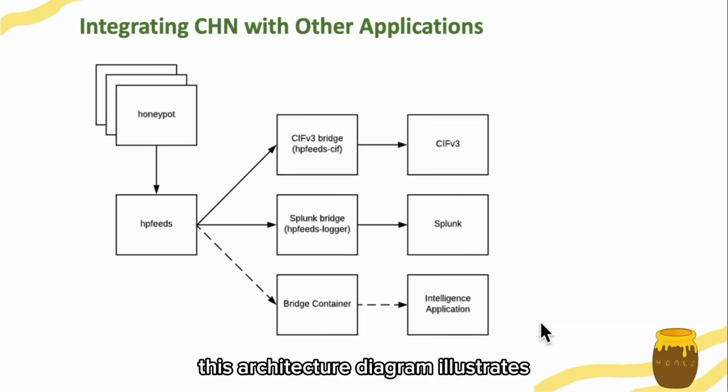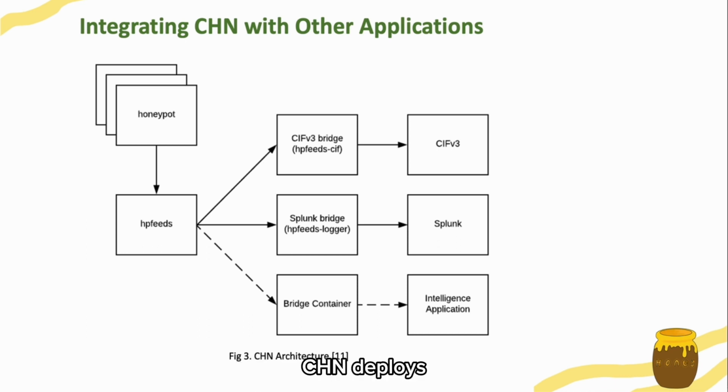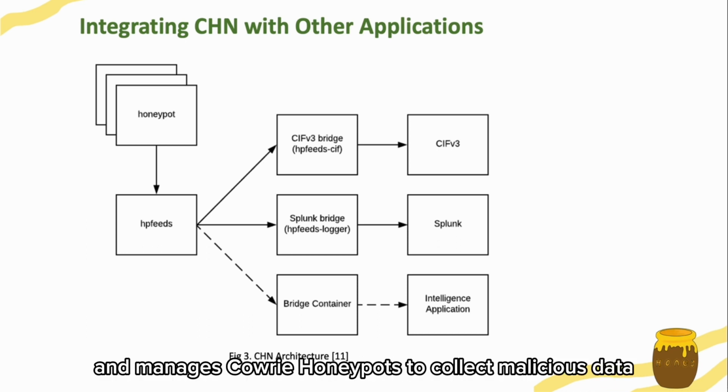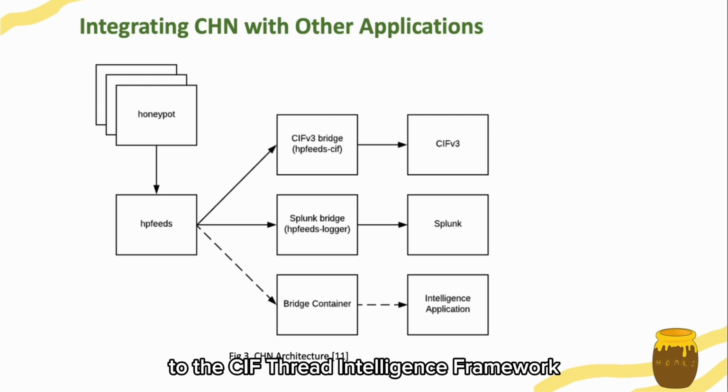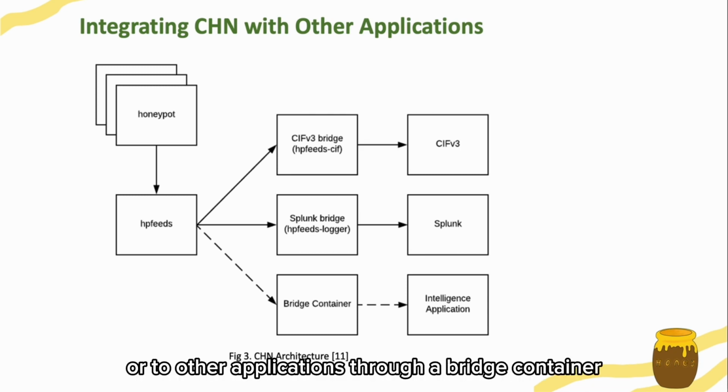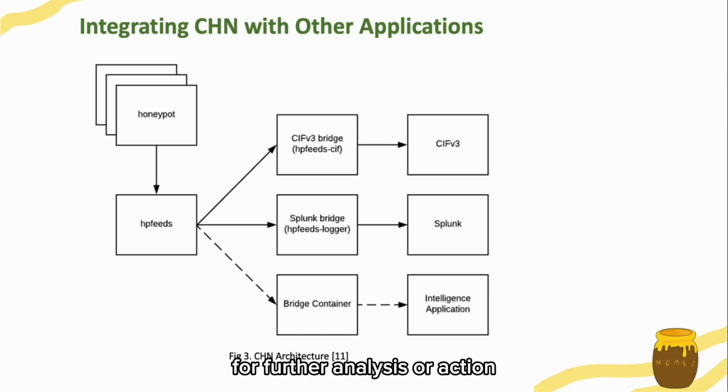This architecture diagram illustrates the CHN application integration. CHN deploys and manages honeypots to collect malicious data, which is then distributed via the HPFeeds protocol to the CIF threat intelligence framework. It also sends attack logs to HPFeeds logger containers for local record keeping or to other applications through a bridge container for further analysis or action, all within a span of seconds.